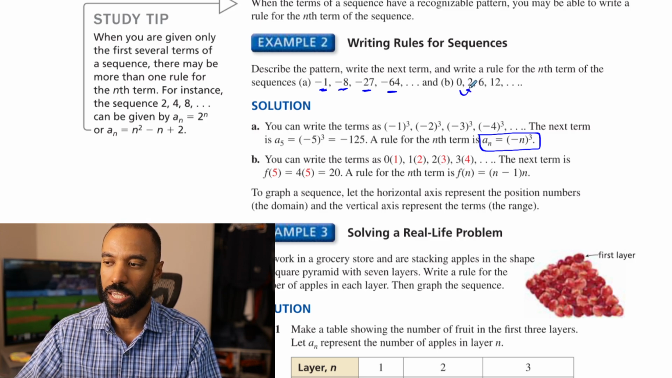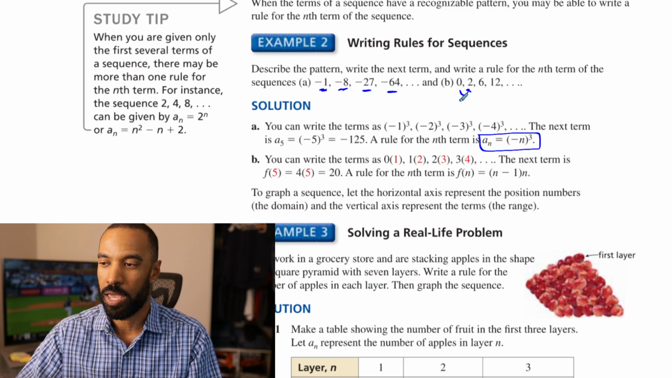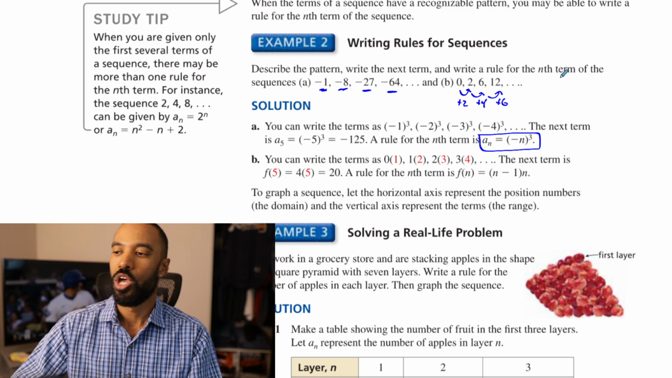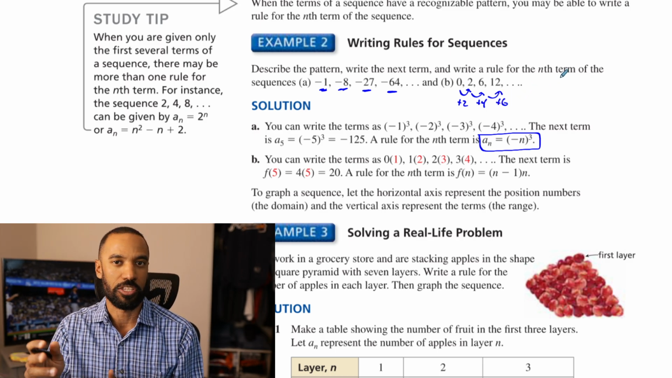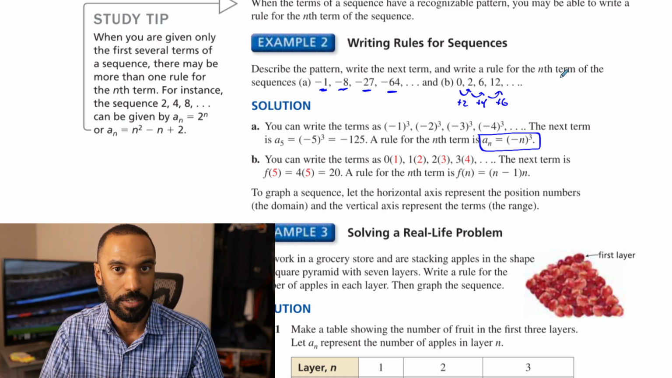You can see if we're talking about, we would never say what we're multiplying by because there's a 0 in the way, but we can say what we're adding. We're adding 2 and then 4 and then 6, which is great if you wanted to find the next term. To me, it looks like the next thing I'm going to do is add 8, right?